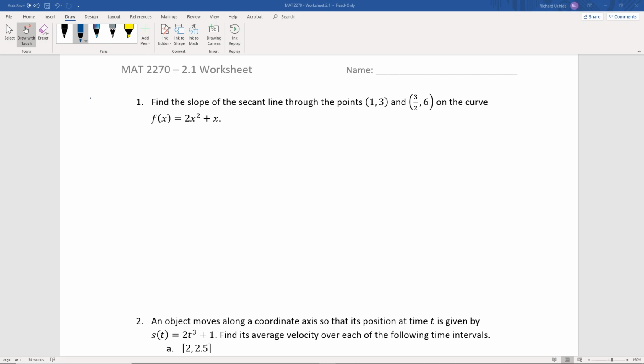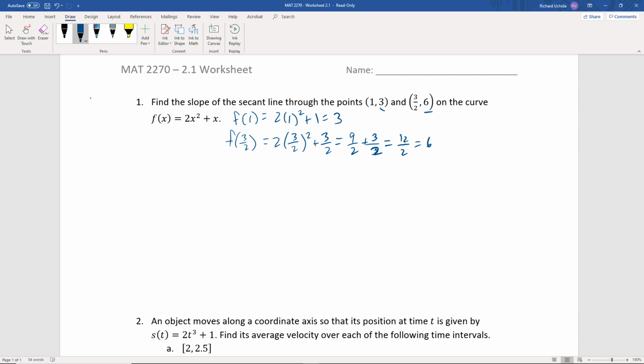Because if you were to plug in f(1), you would have 2 times 1 squared plus 1, which would be 3, just as we said there. And same thing if you plugged in the 3/2 into the function, that would be 2 times (3/2) squared plus 3/2. So (3/2) squared would be 9/4, times 2 would be 9/2, plus 3/2, which would equal 12/2, which would be 6, which again corresponds to the point that you were given.